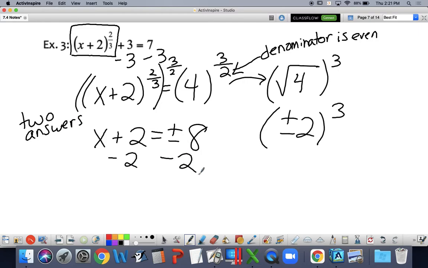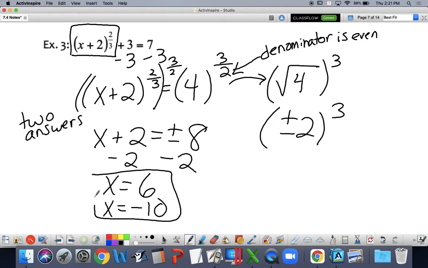I'm not done, right? I need to follow each path. I have positive 8 minus 2, 6. Negative 8 minus 2, negative 10. Those are my 2 answers. And we need to go back in and check that they both work. This side of the room, why don't you check 6? This side of the room, why don't you check negative 10?